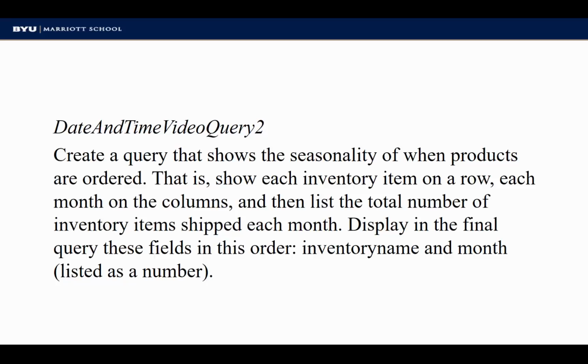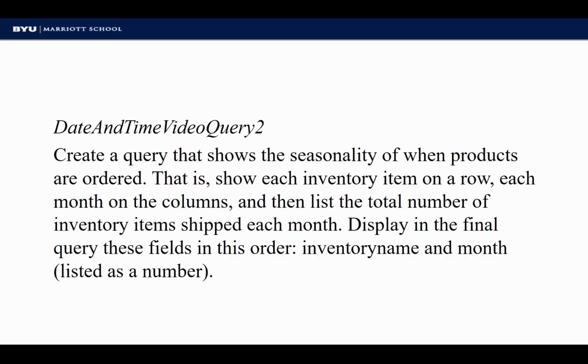All right, this next query says, create a query that shows the seasonality of when products are ordered. That is, show each inventory item on a row and each month on the columns. And then list the total number of inventory items shipped each month. Display in the final query these fields in this order, inventory name and month listed as a number.